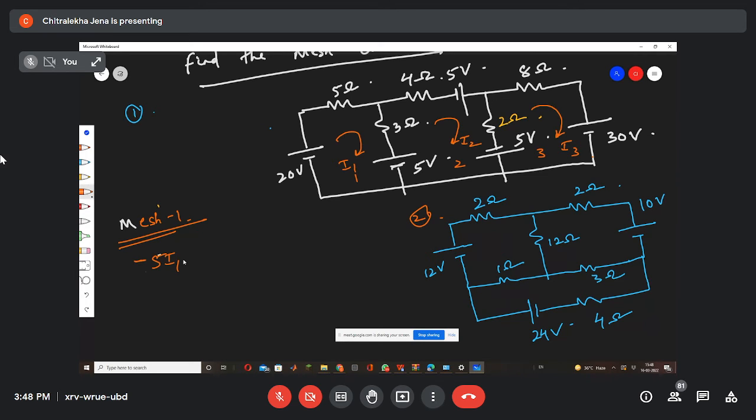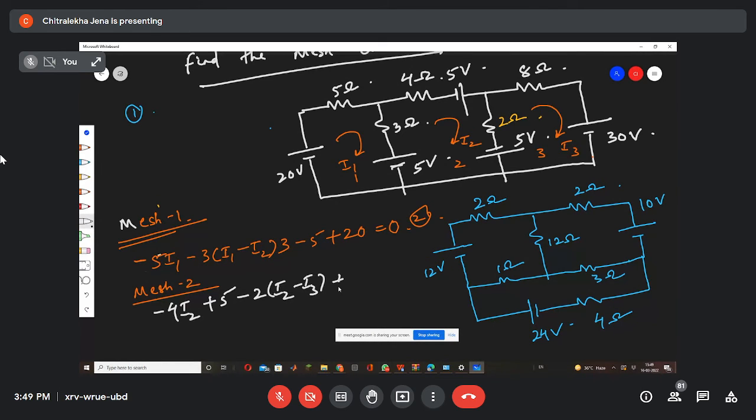Minus I1 minus I2 into 3, minus 5 plus 2 I2 into 3, minus 5 plus 5 plus 20. Very good. Mesh 2, then minus 4 I2 plus 1. Very good. Plus 5 minus I2 minus I3, I2 minus I3, minus 5 plus 5.